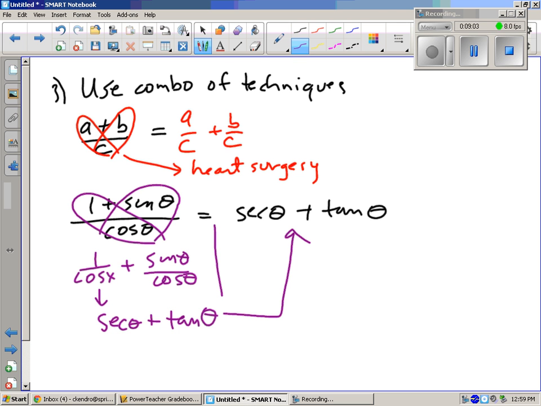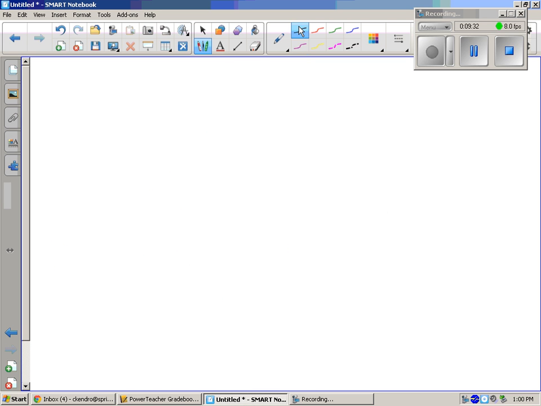Now this also works backwards. You know, if you got stuck and you weren't sure where to start, you can work on this side and turn those into 1 over cosine and sine over cosine and kind of work your way backwards to get there. So if you get stuck on the left, go ahead and go over on the right side and try that. And you would do the reverse of heart surgery. All right, I got one more. Better buckle your chin straps because this one's a doozy.